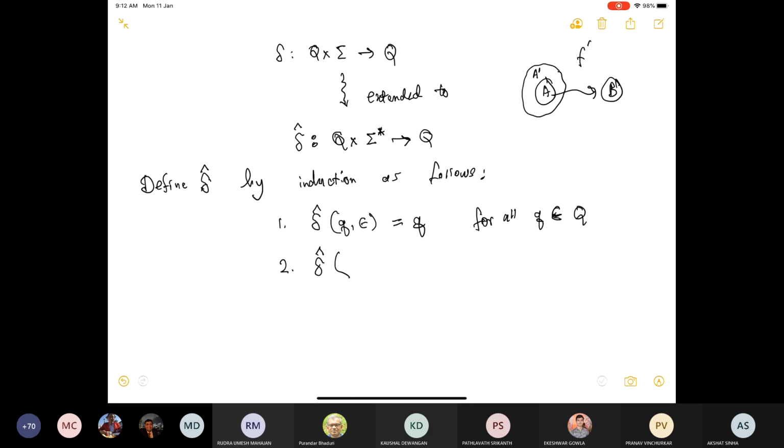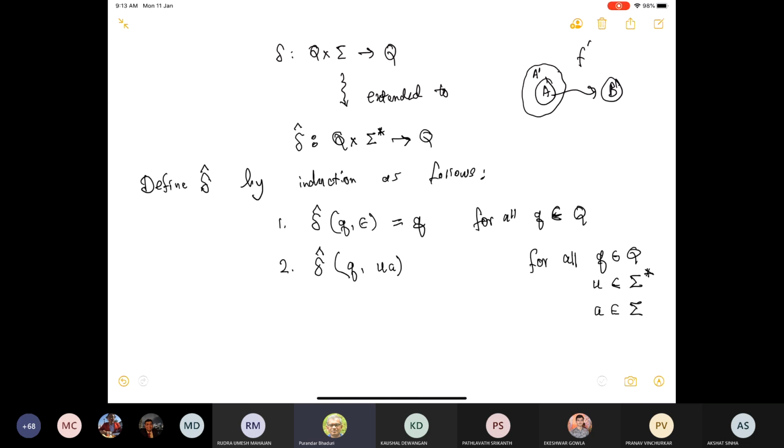of Q, U followed by A, okay, where U is an arbitrary string and A is a symbol in the alphabet, okay?